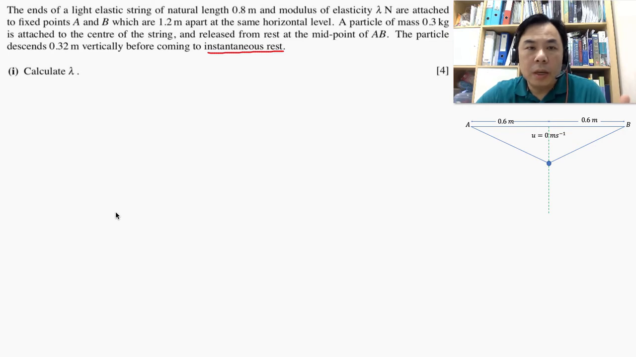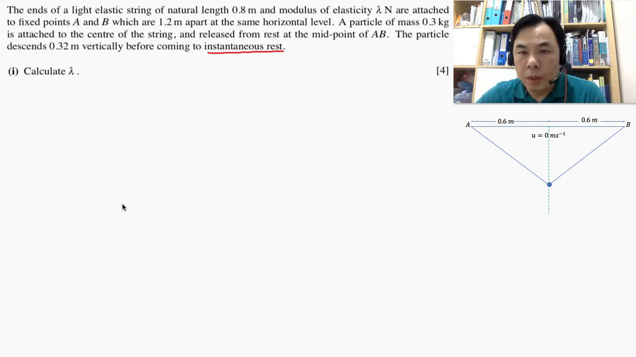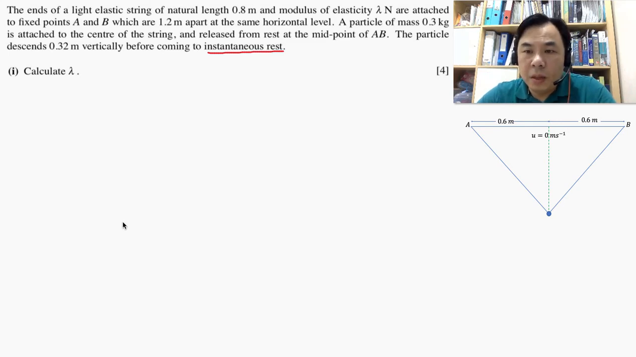Alright, now you can see that initially it is falling from an initial velocity of 0 meter per second, and then it's going to pick up speed, of course, because the weight component is greater than the tension of the string at this point. And then it's going to keep on falling, but at the same time the tension of the string would be increasing as the object falls, right? Until a point where the string reaches 0.32 meter vertically from the line AB here. That is when the particle reaches instantaneous rest.